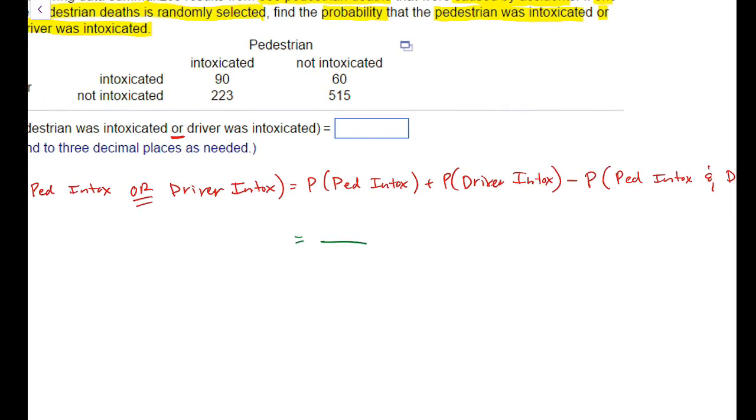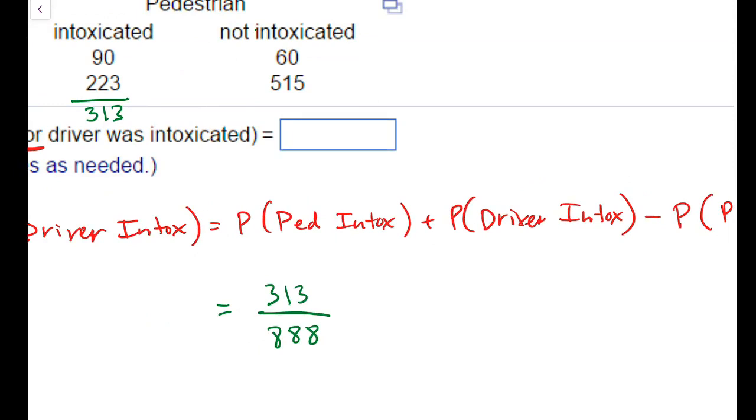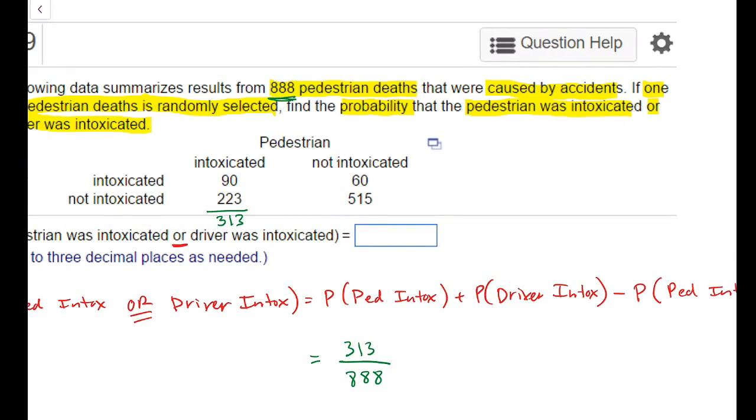How many different ways can we select a death where the pedestrian was intoxicated? Notice this is the pedestrian intoxicated column. So there are 90 plus 223, so there's a total of 313 deaths where the pedestrian was intoxicated. So we have 313 different ways of selecting a death where the pedestrian was intoxicated out of a total of 888. Again, that total was given to us right here.